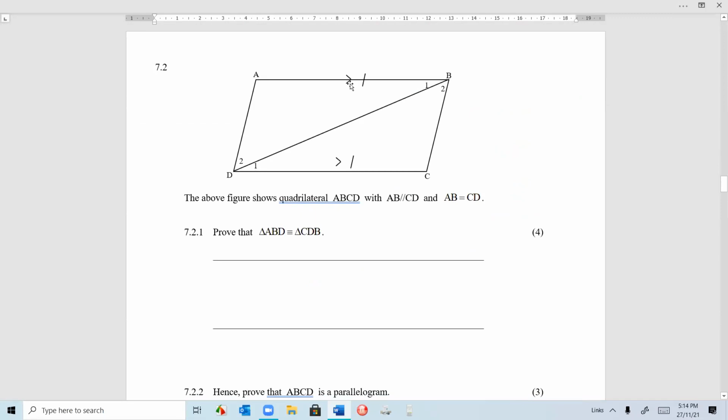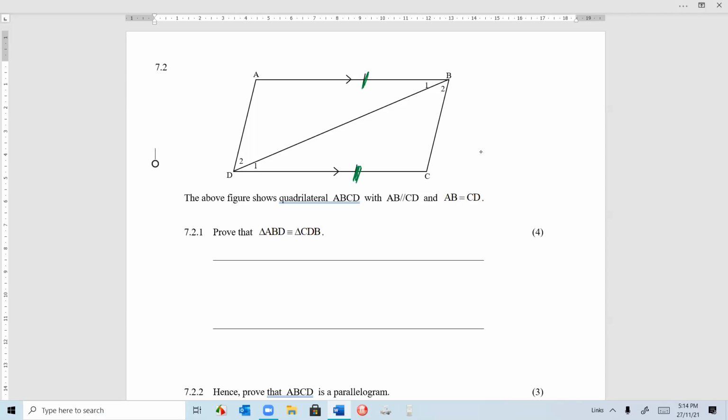My apologies for the arrows being in the wrong place. Actually, maybe I can move it down right now. Instead of apologizing, let me just put it in its right place. How's that, guys? We are trying to prove ABD is congruent to CBD. Do we have three things? Let's look at it. Number one, AB is equal to DC, given.